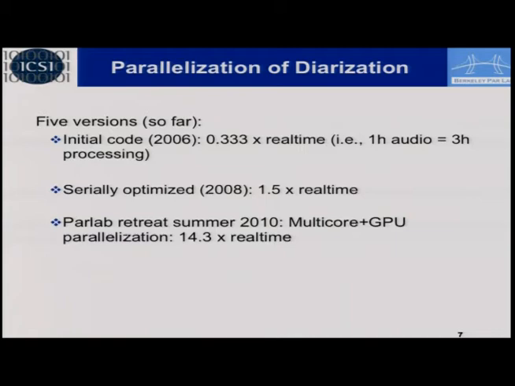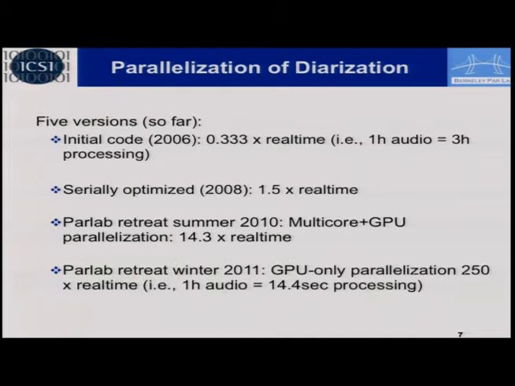And then we had different retreats in ParLab, and we found out that, well, first of all, we can parallelize it. And the first parallelized version was about 14.3 times real time. That means, again, for 10 minutes of a meeting, you needed way less than a minute to do the thing. And then later on, we actually did a GPU parallelized version, which was then about 250 times real-time. That meant 1 hour of audio equals 14.4 seconds of processing. So now the question is, it's fast, but what does that mean?